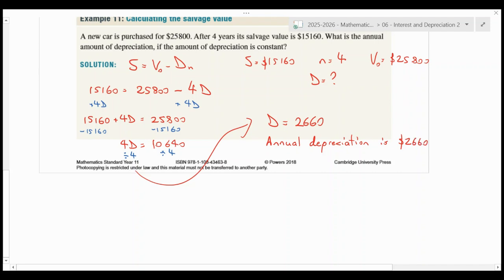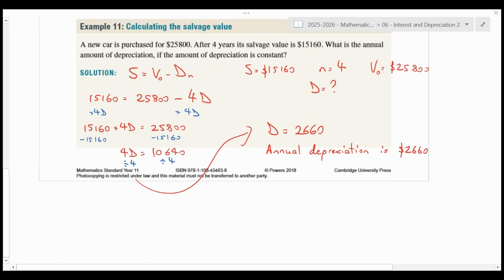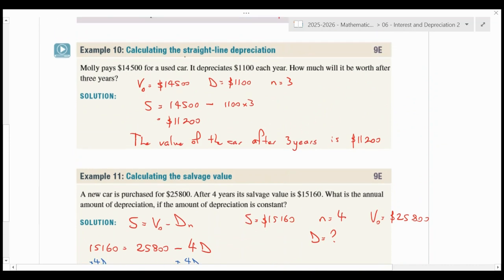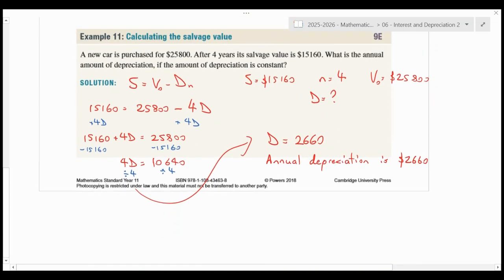Now, just so we're aware, what did we actually find out? We worked out how much the car is depreciating by every year. So every year its value gets less by $2,660. And that's what you were doing there when you were actually calculating the straight line depreciation. Awesome, we're done.